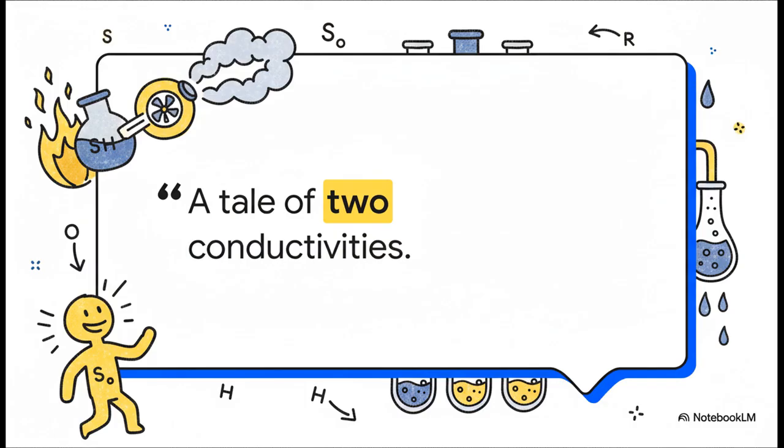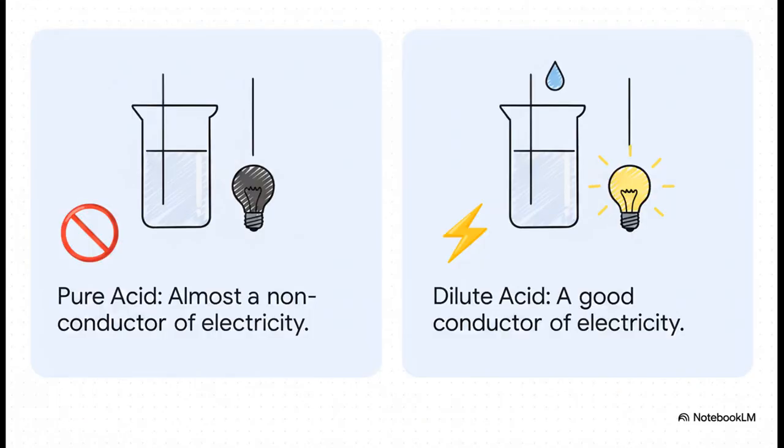And this brings us to one of its most interesting properties. It's a real paradox, a tale of two conductivities. This is just wild. In its pure, super concentrated form, sulfuric acid is a terrible conductor of electricity. It's practically an insulator. But, and here's the twist, add just a little bit of water, and that dilute acid becomes a good conductor. So the simple act of diluting it completely flips one of its most fundamental properties on its head.